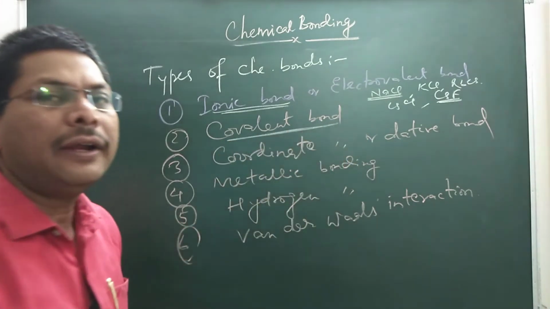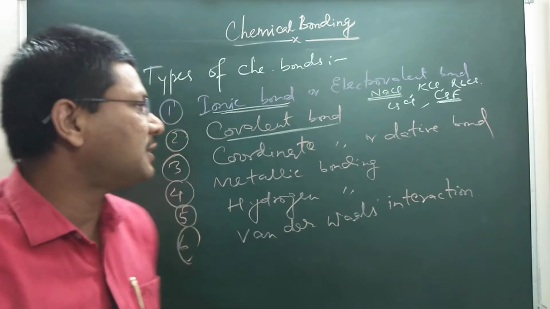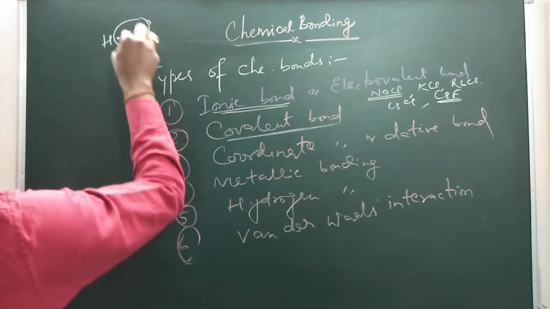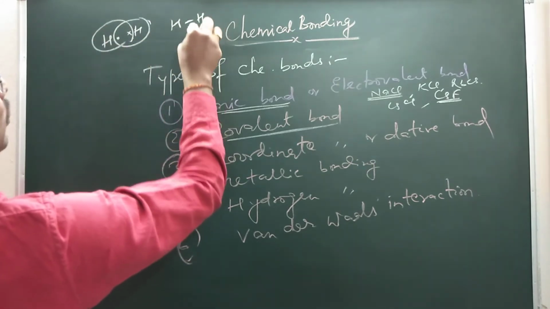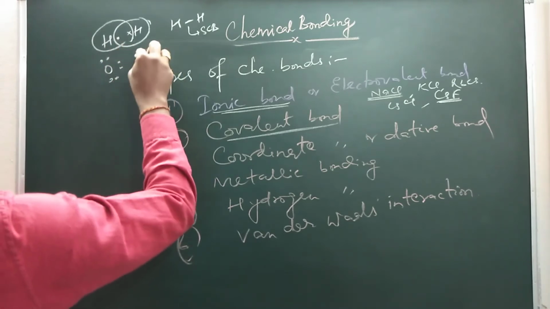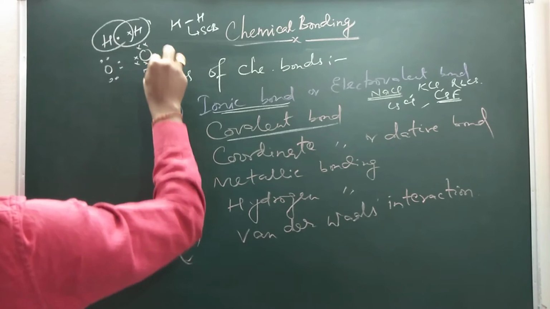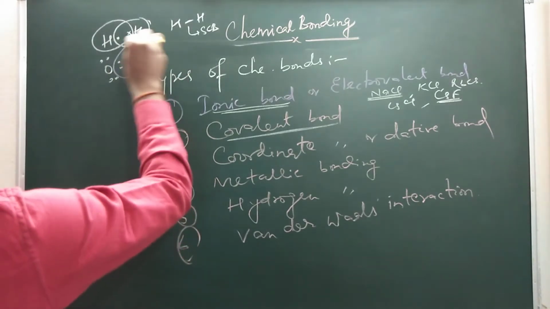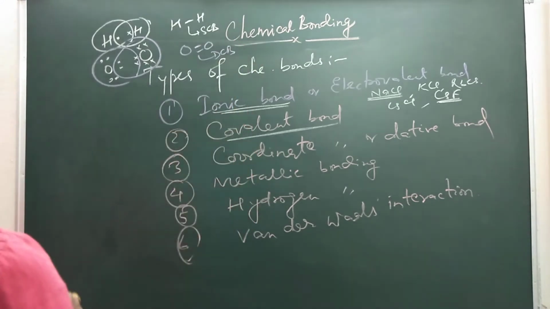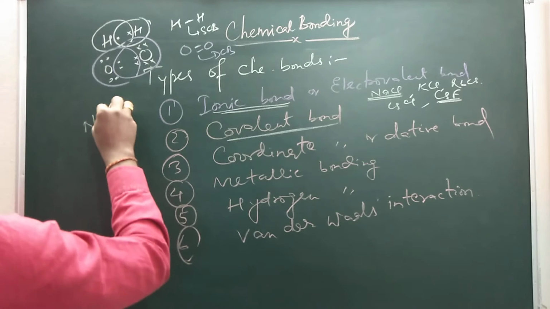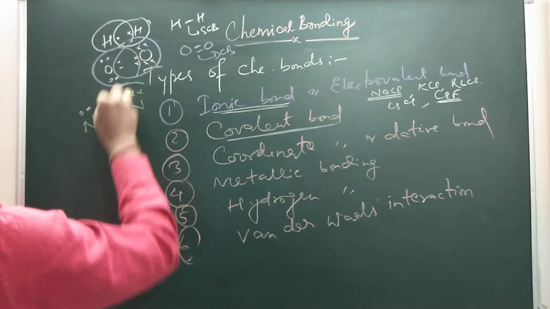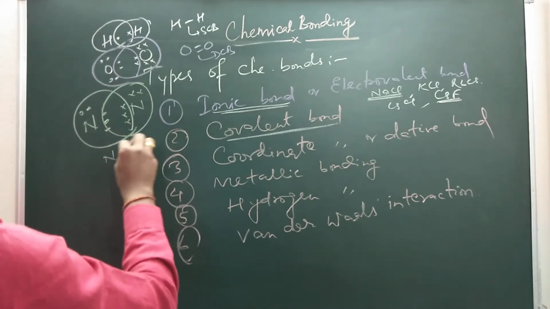Now covalent bond. Covalent bonds are formed by mutual sharing of electrons between participating atoms. Like if you see hydrogen, they share to form a single covalent bond. Oxygen atoms share to form a double covalent bond. Similarly, nitrogen has 5 valence electrons, so it shares with the other nitrogen atom to form a triple covalent bond.